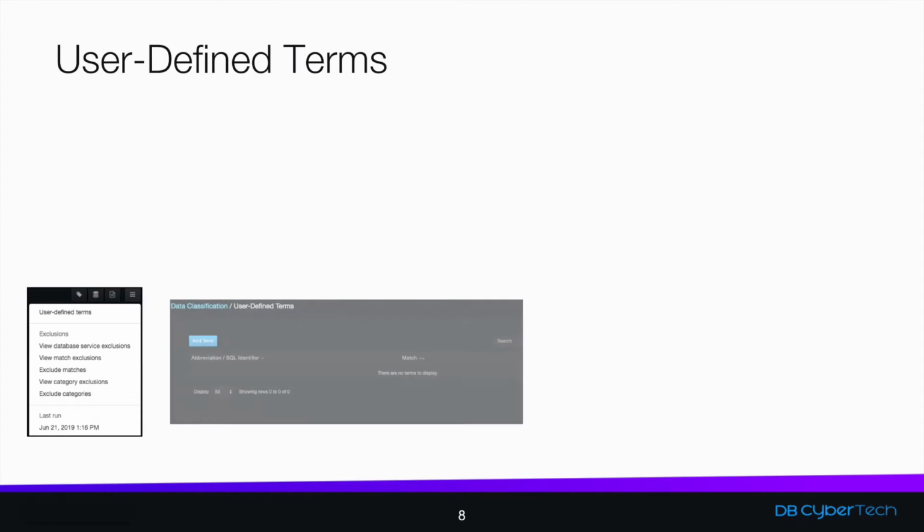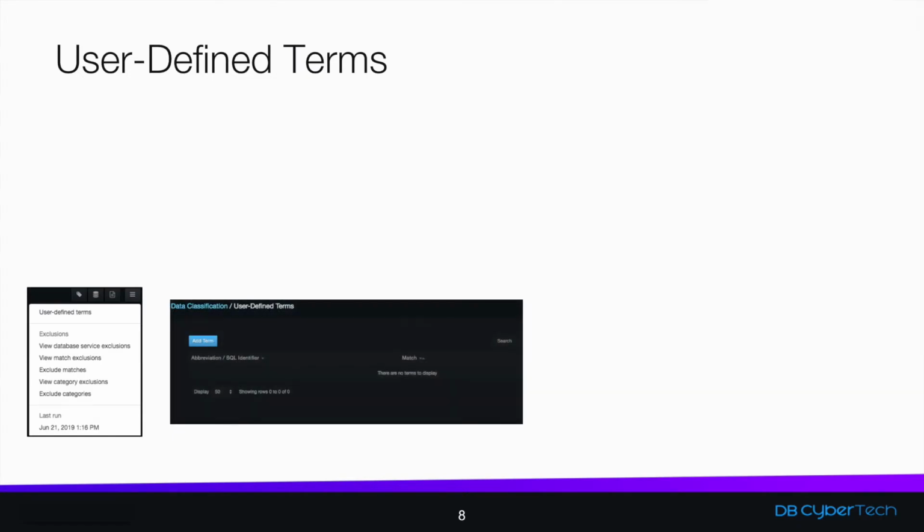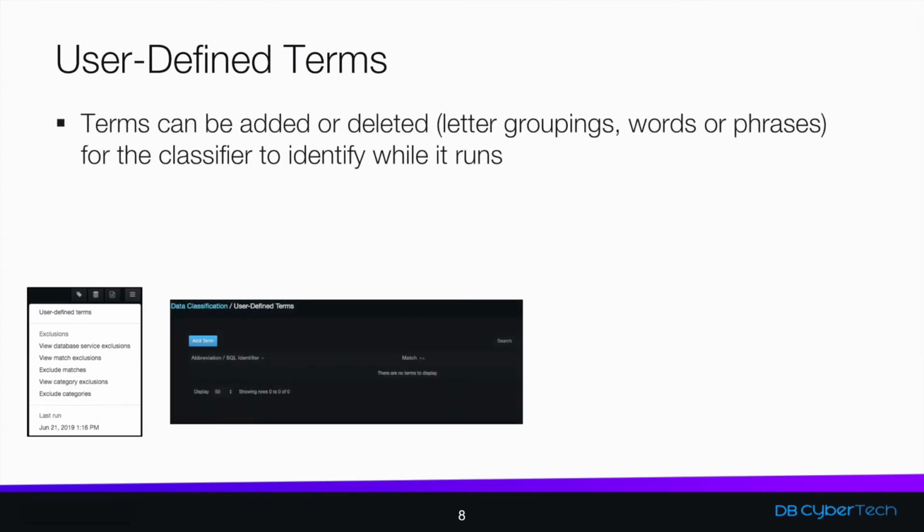Now, the user-defined terms are the various terms that are sought by the classifier when searching for PII in the system. The user can add their own terms in the form of certain letter groupings, like the letters PII, exact words, or even phrases as well.